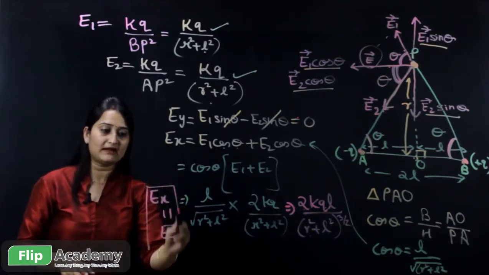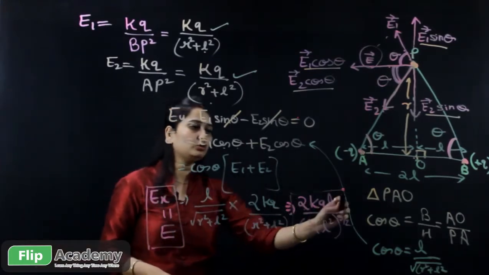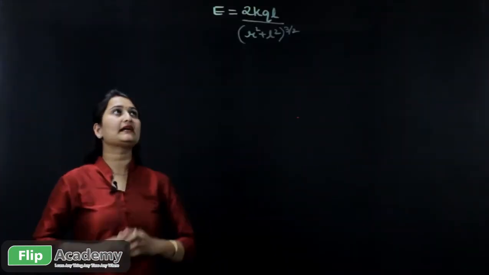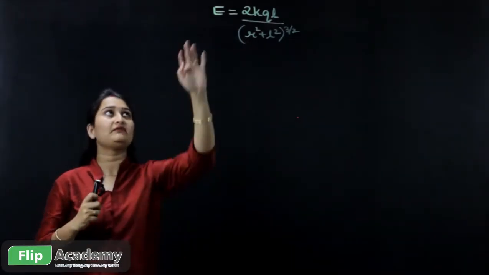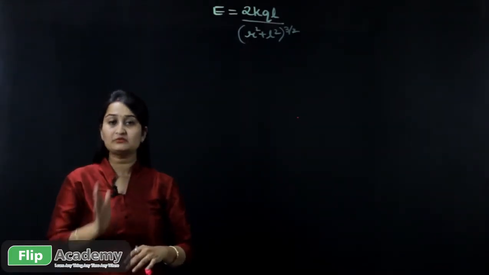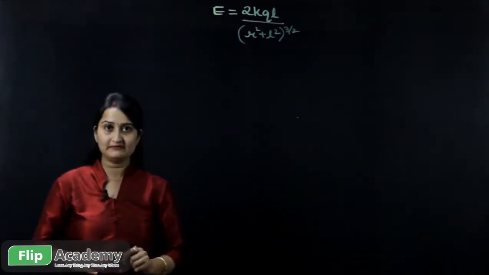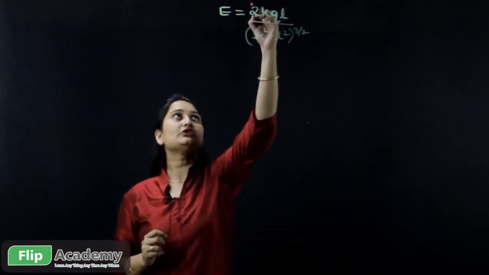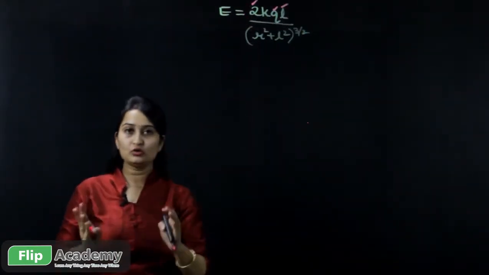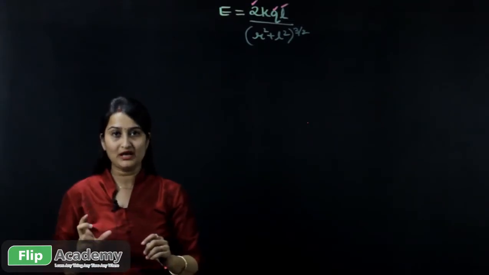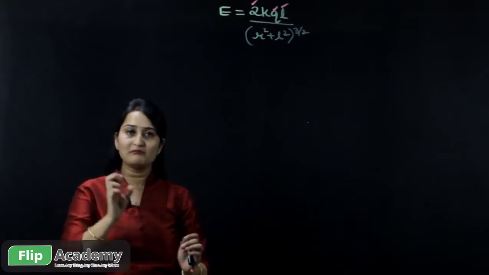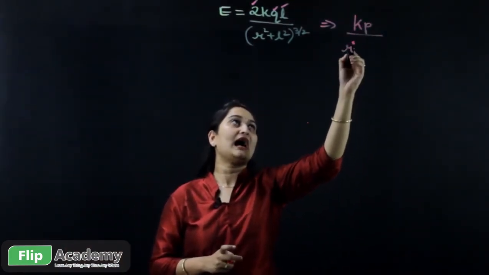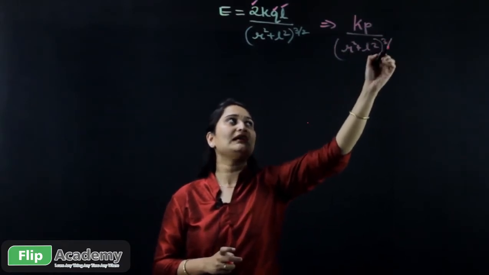So, EX and E both have the same value and the formula for it is 2KQL upon R square plus L square to the power 3 by 2. Now, let's convert this particular formula, that is the electric field intensity at point P, in terms of a vector quantity. And before proceeding further, let's modify this formula into a very simple one. Now, this 2QL becomes a part of a formula that we have already discussed, that is the dipole moment. So, this formula reduces into KP upon R square plus L square to the power 3 by 2.